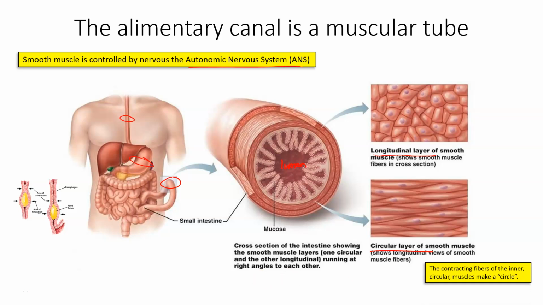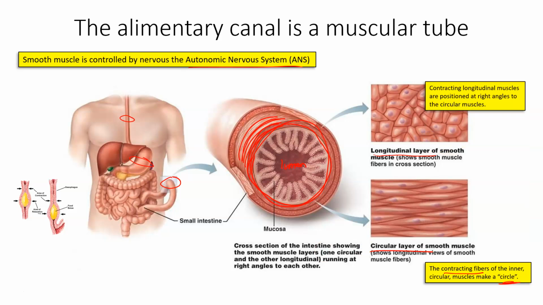The circular layer can contract, the longitudinal layer can contract. Okay, both layers can also relax, just like any other muscle fiber. They can contract and relax. And so when the circular layer of smooth muscle contracts, this inside layer actually makes a circle. And what I mean by that is, if you look at these two layers, you will see that the fibers on this inside layer are actually running around the lumen, and are producing the circle, which is why they're referred to as the circular layer.